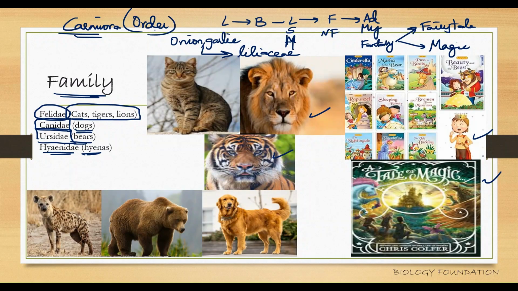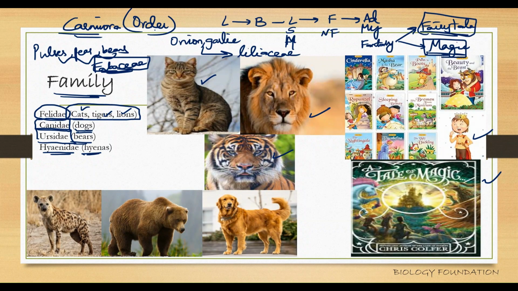And you can see that cats, tigers, lions are placed in the same family, which is Felidae. And even pulses, peas, beans, all these are kept under one family, Fabaceae. They show similar characteristics. That's the reason they are placed in the same family. Here also cats, lions, tigers are kept in the same family because they show some similar properties. Just like how all the fairy tale books are kept in one rack and magic books are kept in one rack. Okay, so that's about family.